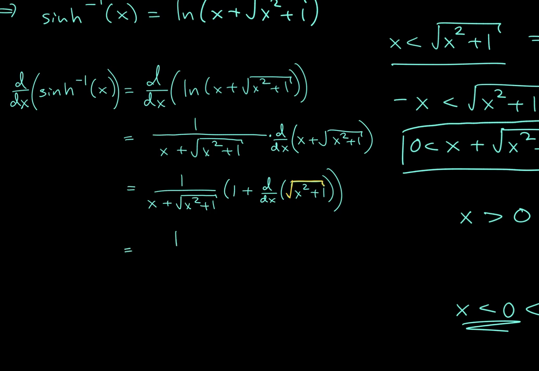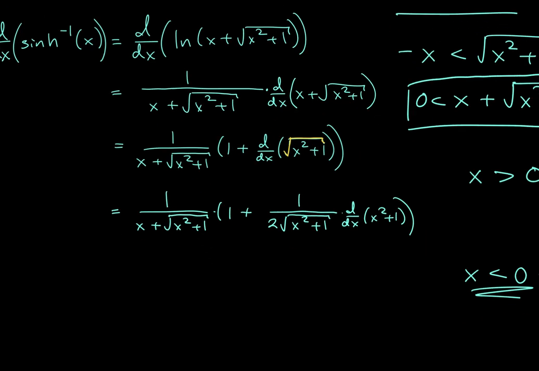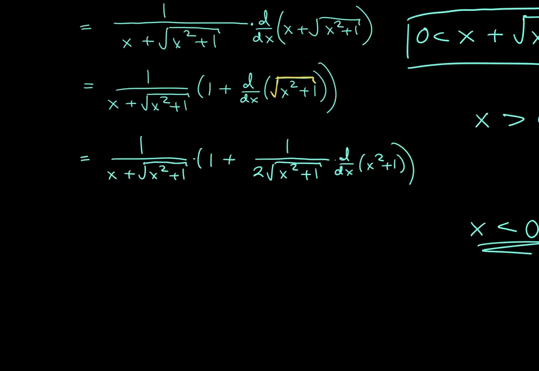So this is equal to 1 over x plus the square root of x squared plus 1 times 1 plus 1 over 2 times the square root of that inside function, x squared plus 1. But then, of course, I have to multiply this, because of the chain rule, by the derivative of that x squared plus 1. And we're almost done. So again, this part right here is the derivative of the yellow function, evaluated at this inside function. I did not change the inside function because of the chain rule.